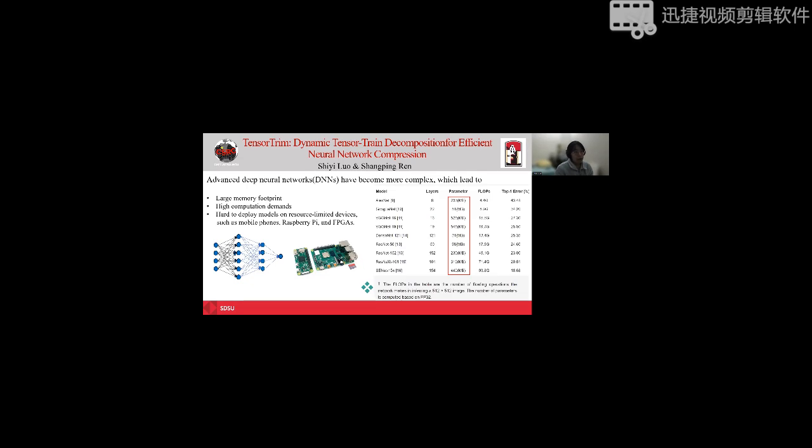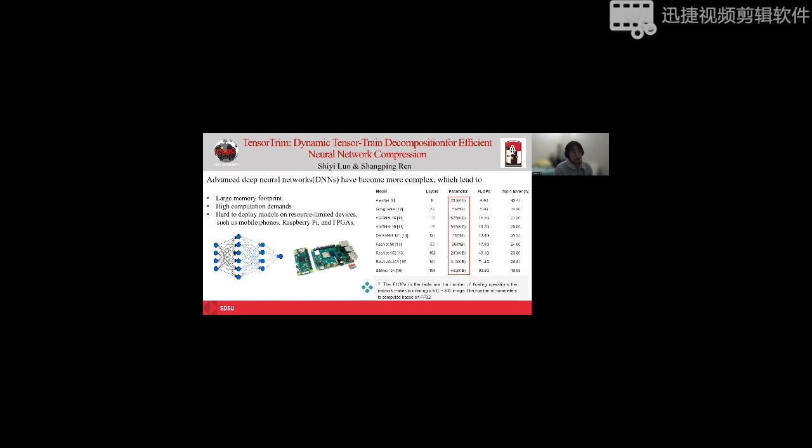My name is Shiyi Luo. My research is about efficient deep neural network compression. How do we find the balance between making these models smaller and keeping their accuracy up? Do we need to compress machine learning models?